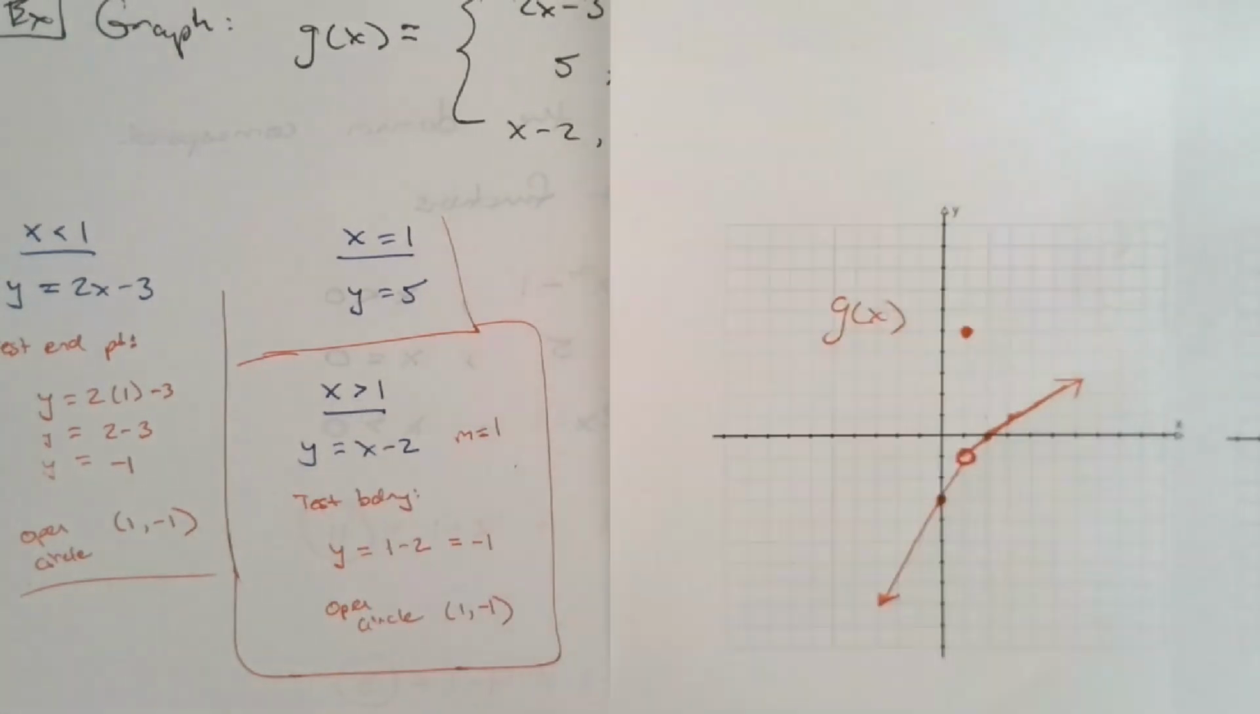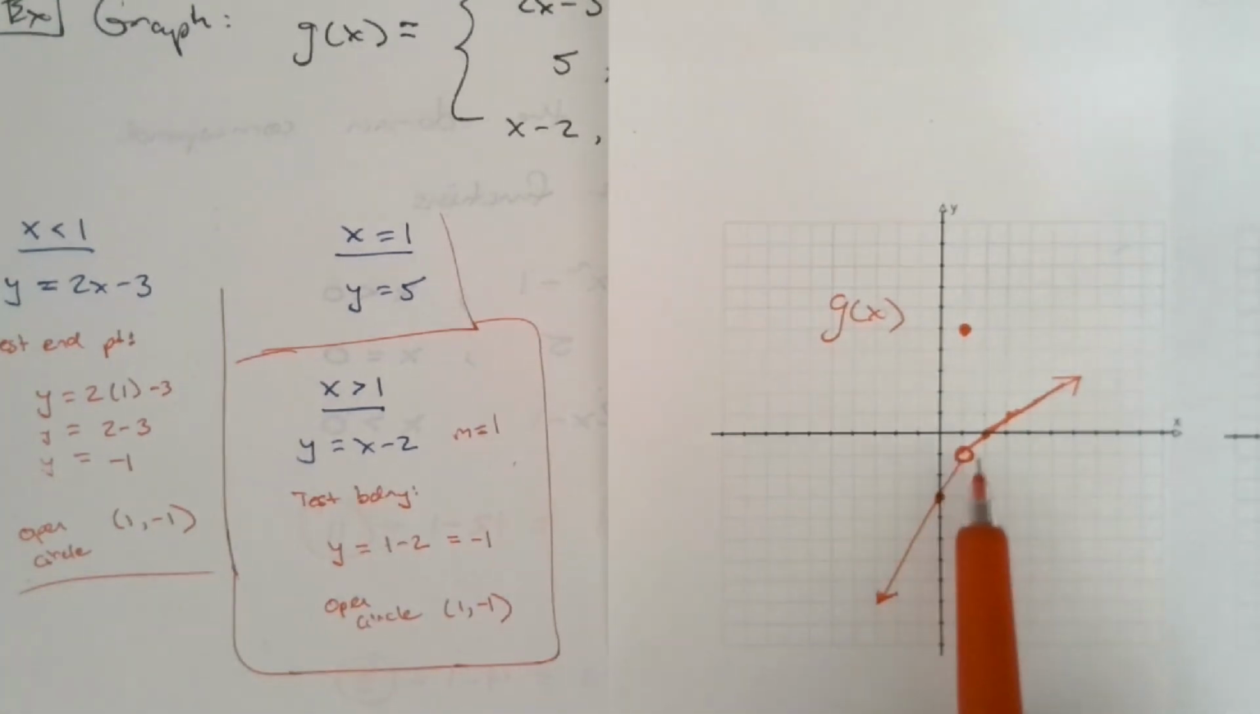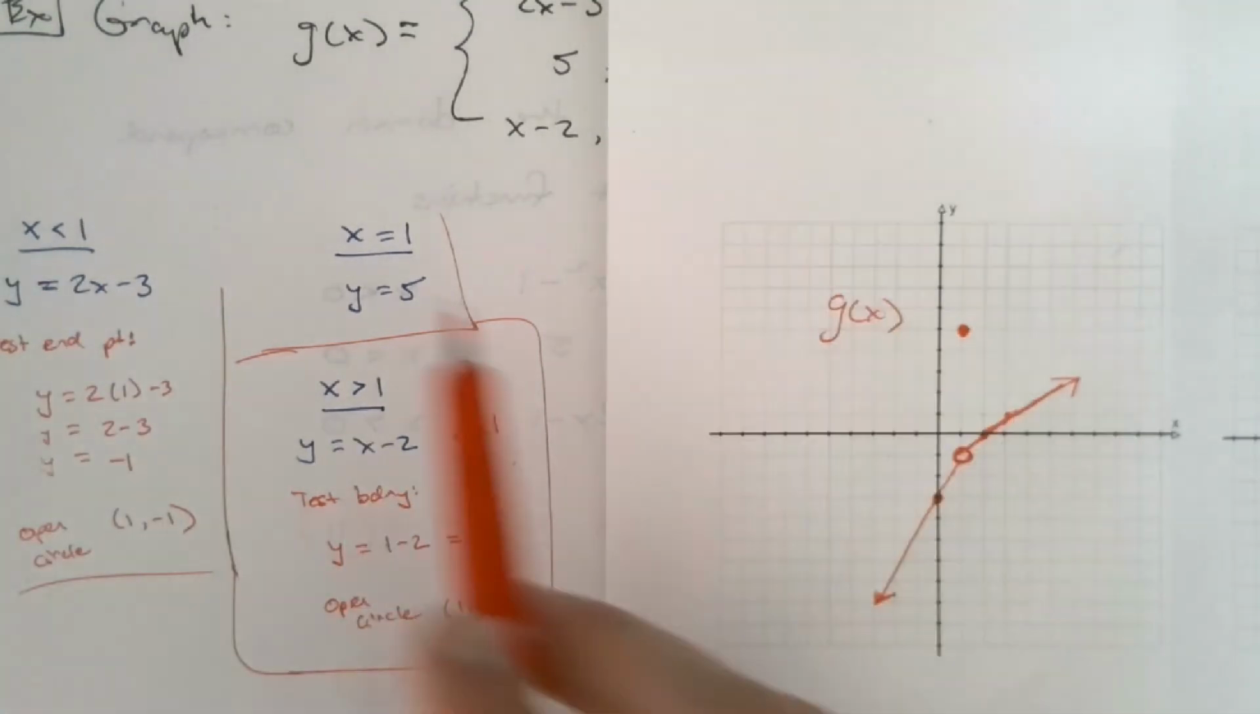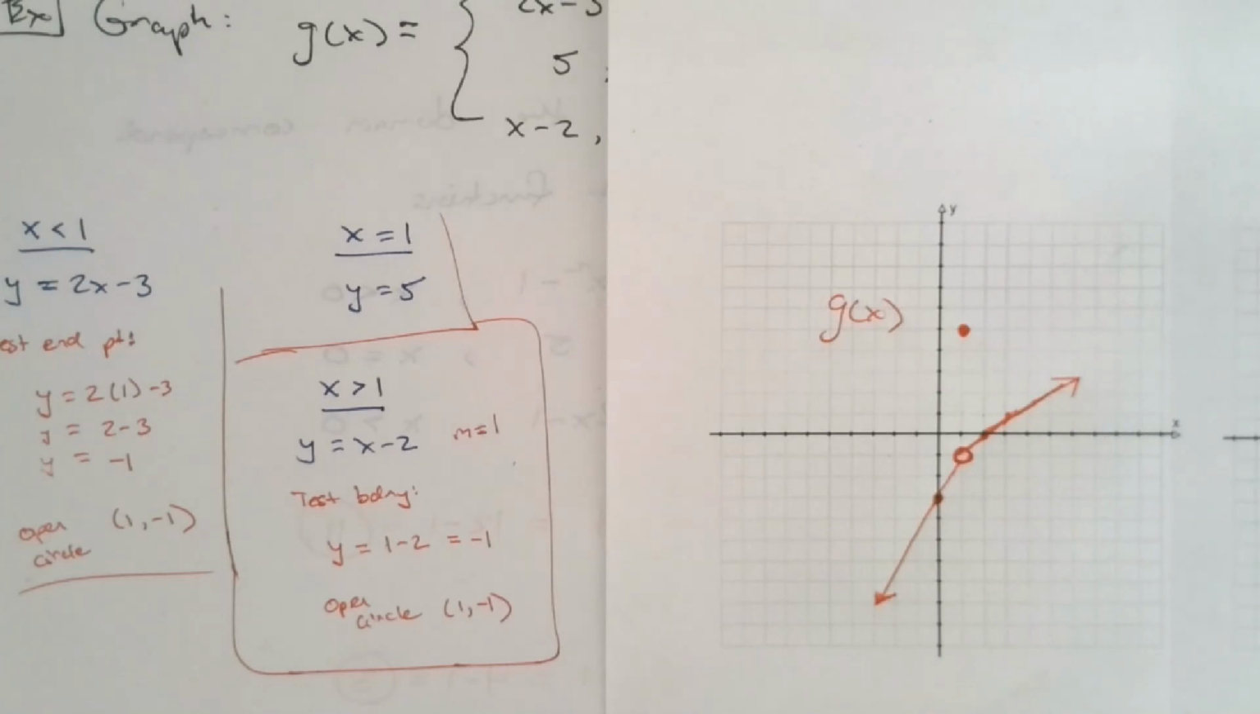Remember, you always use the boundary point just to make sure that you know what happens there. An open circle indicates that you're not equal to it there. A closed circle means that you are equal to it there. If it has an equal to in the inequality, you always make it a closed circle on the boundary. So hopefully this helped in refreshing your memory on graphing piecewise functions.